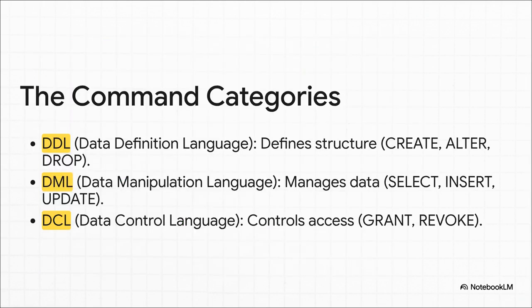It's how we ask for data, tell it to change data, and even how we build the database structure in the first place. You can pretty much group all SQL commands into three main jobs. I like to think of it this way. You've got DDL, which is the architect. It builds the database with commands like create. Then there's DML, the librarian, who manages all the books, the data, inside, using select and update. And finally, you have DCL, the security guard, controlling who gets a library card with grant and revoke.